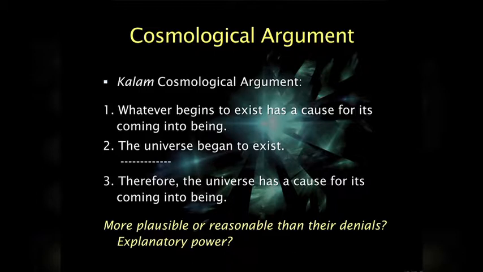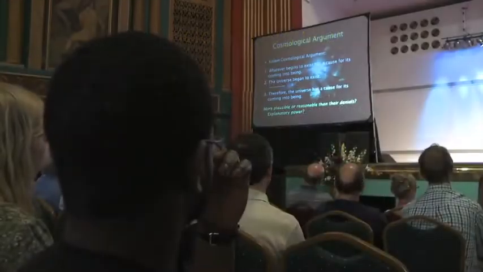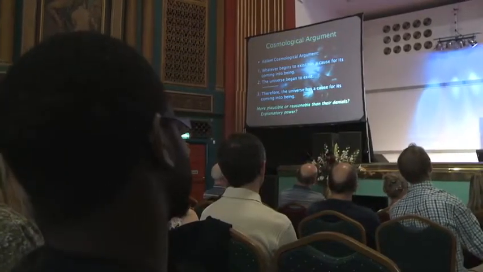Premise number one, whatever begins to exist has a cause for its coming into being. Does that seem reasonable? Do you think the opposite is more reasonable than that? Whatever begins to exist has a cause for its coming into being. Premise number two, the universe began to exist. Conclusion, therefore the universe has a cause for its coming into being. Now ask yourself the question, is this more plausible or reasonable than its denials?